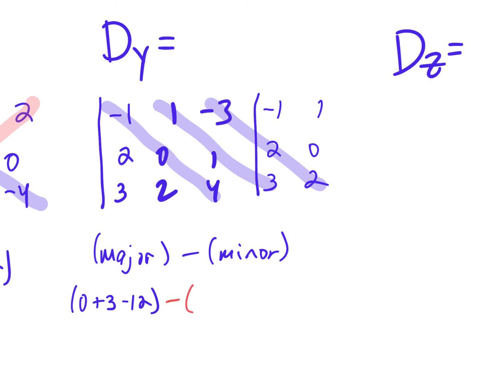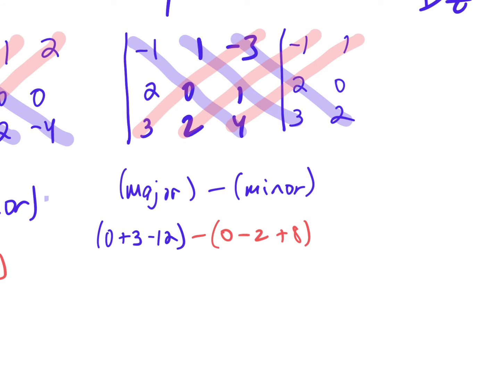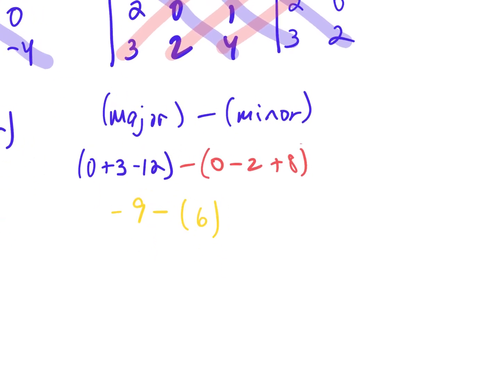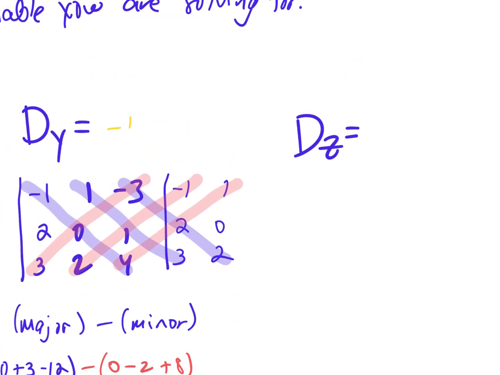So now we're going to do our minors. Boop, boop, boop. It helps you if you make sound effects. So what is 3 times 0 times 3? 0. 2 times 1 times negative 1. Negative 2. And then 4 times 2 times 1. Perfect. So 3 minus 12 is going to give me negative 9, right? Negative 9 minus, what's negative 2 plus 8? 6. What's negative 9 minus 6? Negative 15, okay?